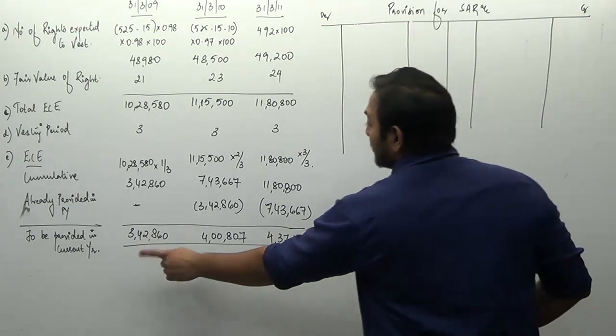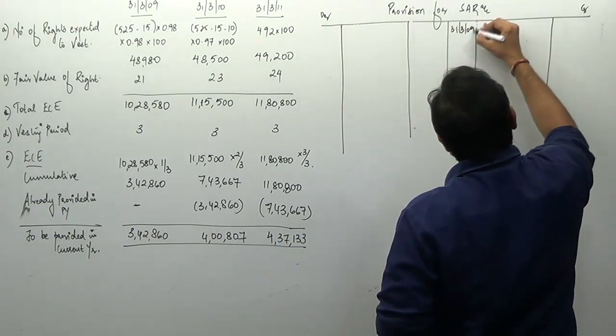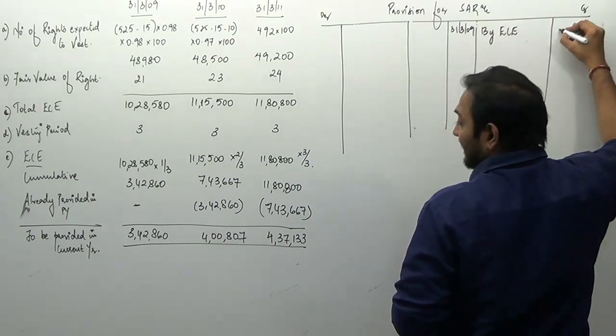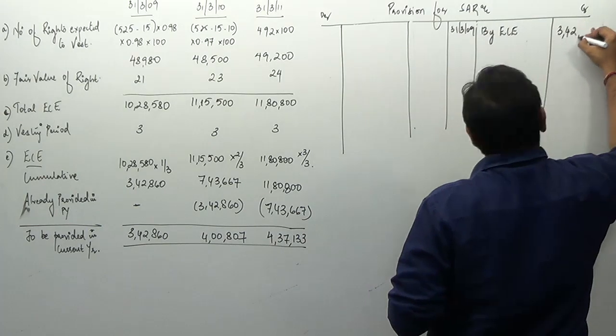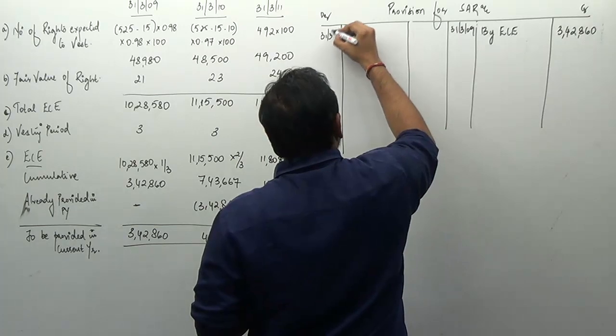First entry, ECE to provision for SAR, first entry on 31st March 09, by ECE to SAR 3,42,860. Balance it and take it forward for the next year.